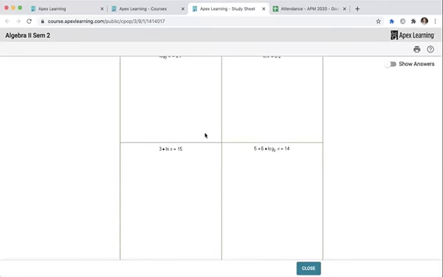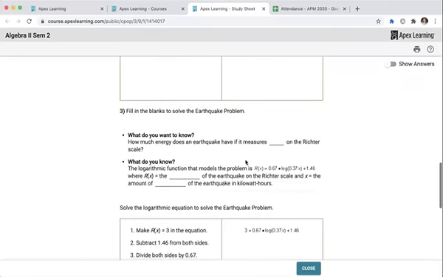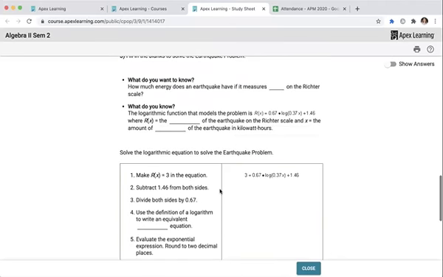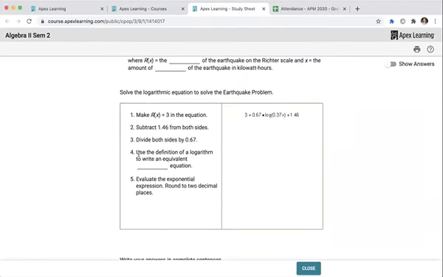All right, a couple really good problems for you to work through here. And then a reminder of our earthquake problem here. All right, so again, this is the example where we had an extra step here because our value inside is not just an x value, it had a coefficient in front. So once we isolated our logarithm, we then changed it using our definition, and then we had to divide both sides by that 0.37 in order to get rid of that coefficient out in front.